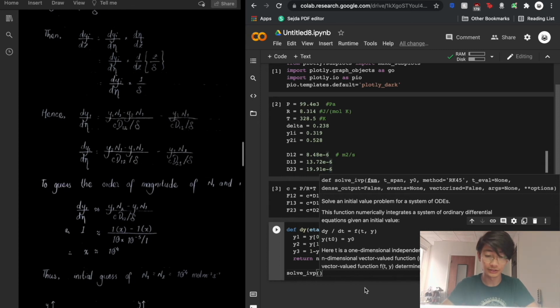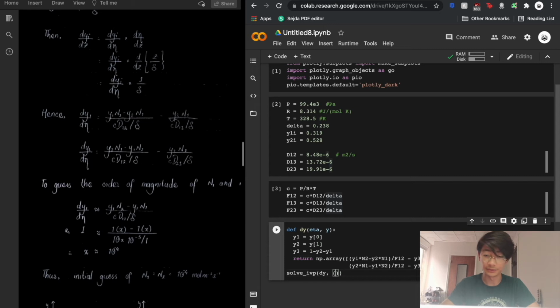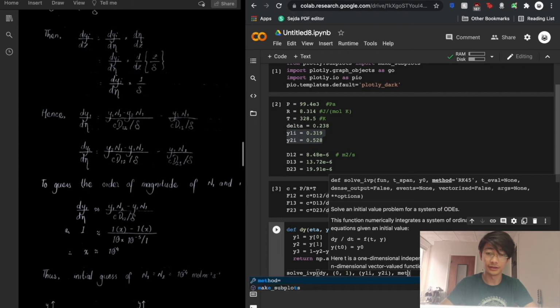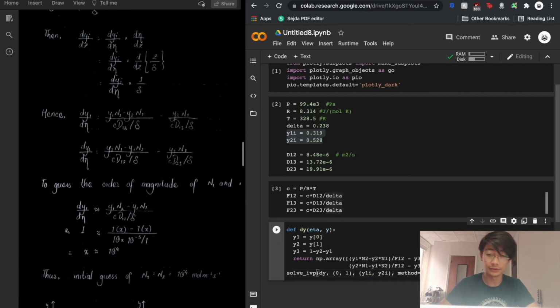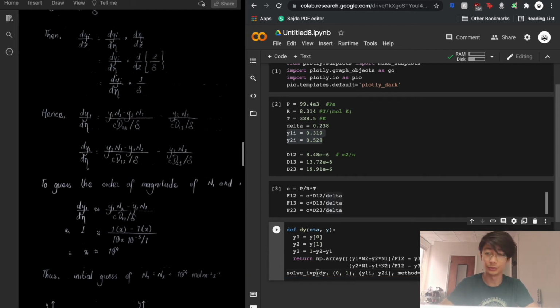So let's go ahead and try to solve it. Our function is simply going to be dy. Our t-span is going to be from 0 to 1, all the values of eta. And then our starting conditions are simply y1 initial, comma y2 initial. They have been specified right here. Then we set our method to Radau, and our dense_output should be set to True. So let's go ahead and run that.